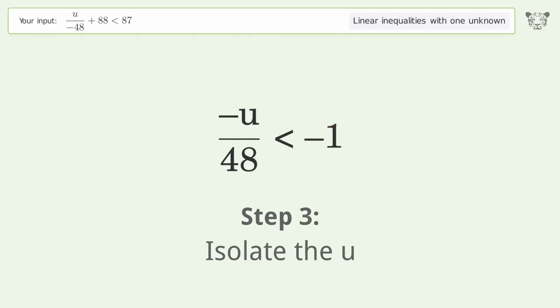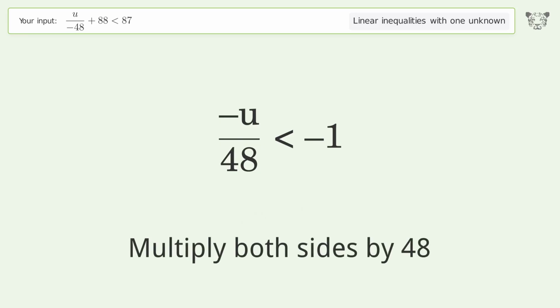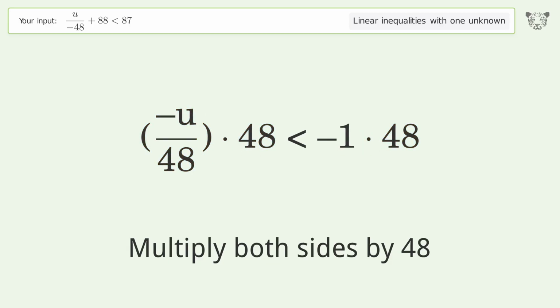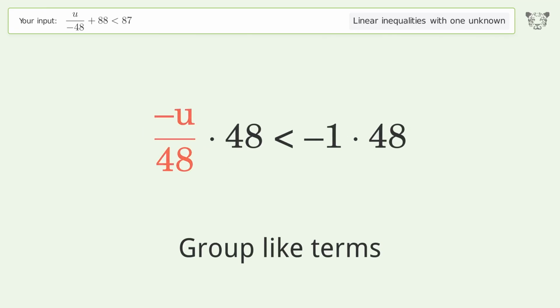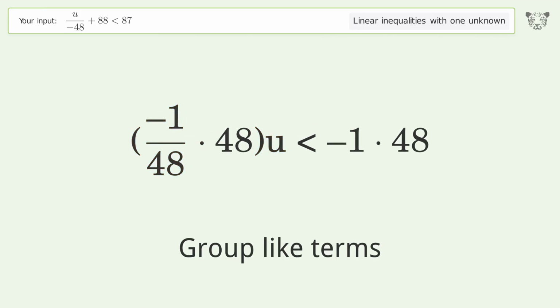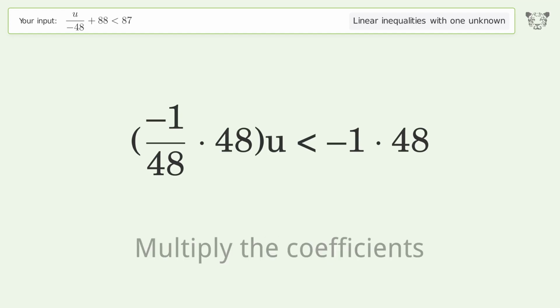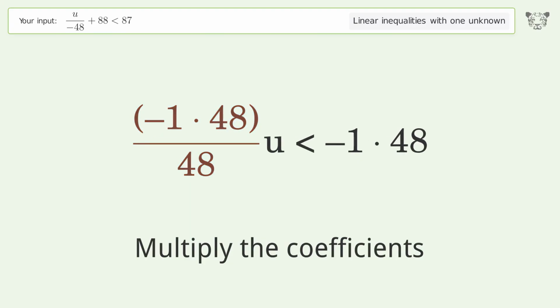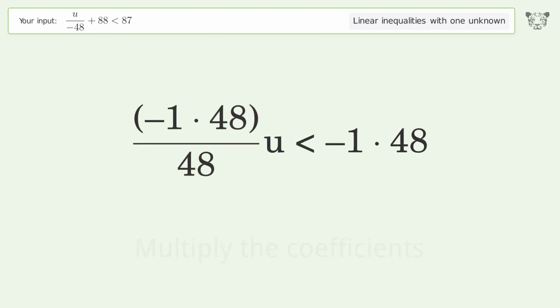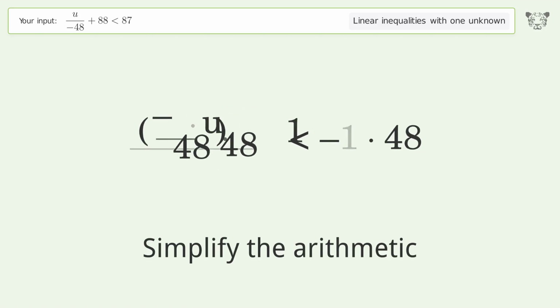Isolate the u. Multiply both sides by 48. Group like terms. Multiply the coefficients. Simplify the arithmetic.